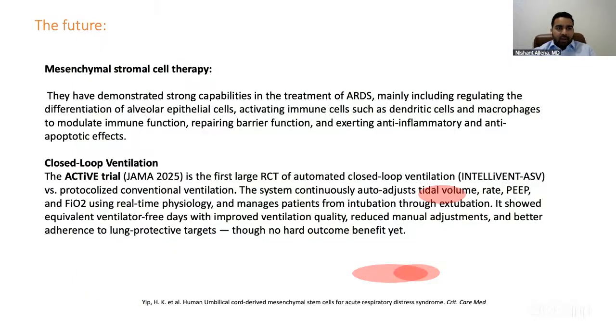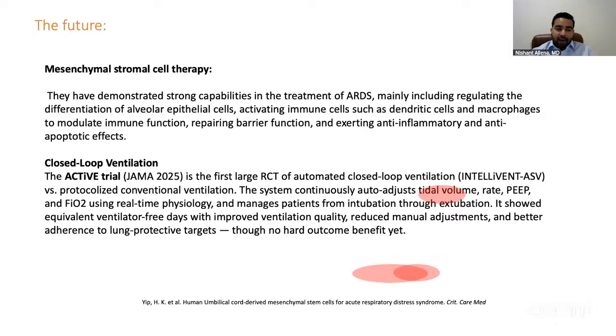So what's in store for us in the future? We are investigating mesenchymal stromal cell therapy. So these basically modulate immune function. They help in repairing barrier function, and they also exert anti-inflammatory and anti-apoptotic effects. But again, this is in a very, very early stage, and we do not have any data on this.